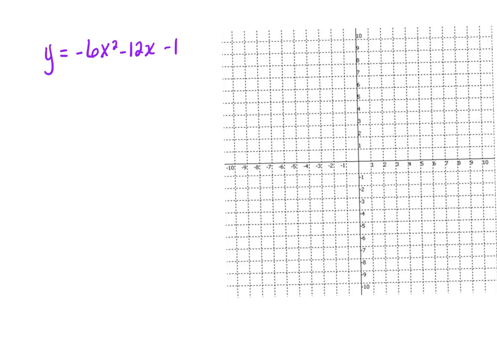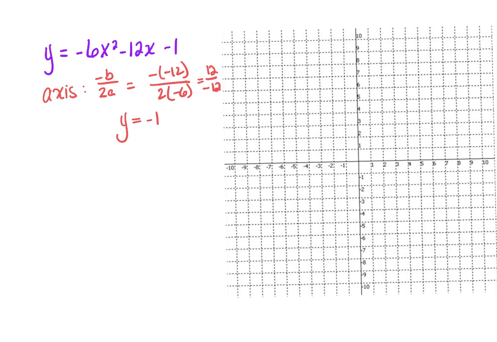So this was number 17. The first thing you really want to find is your axis here, which is negative b over 2a. In this case, that's negative 12 over 2 times negative 6. So we end up with positive 12 over negative 12. So my axis is y equals negative 1. All right. So then we're going to graph that y equals negative 1.